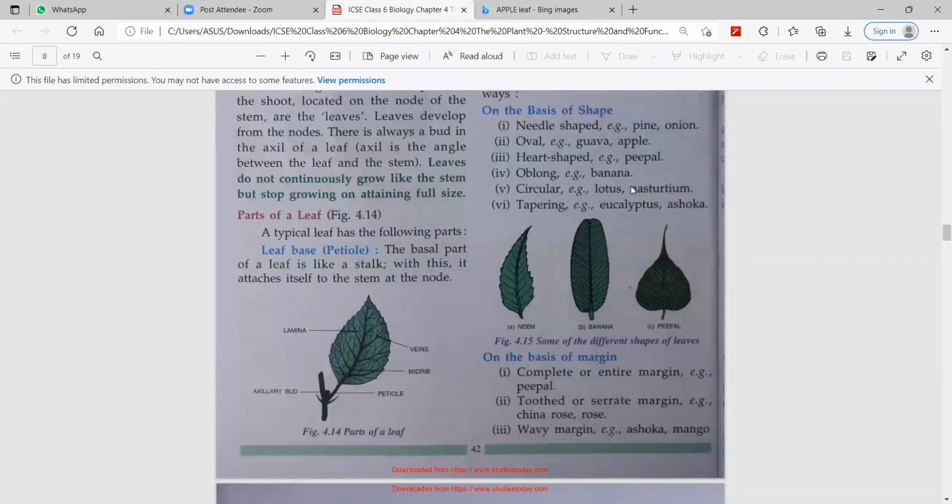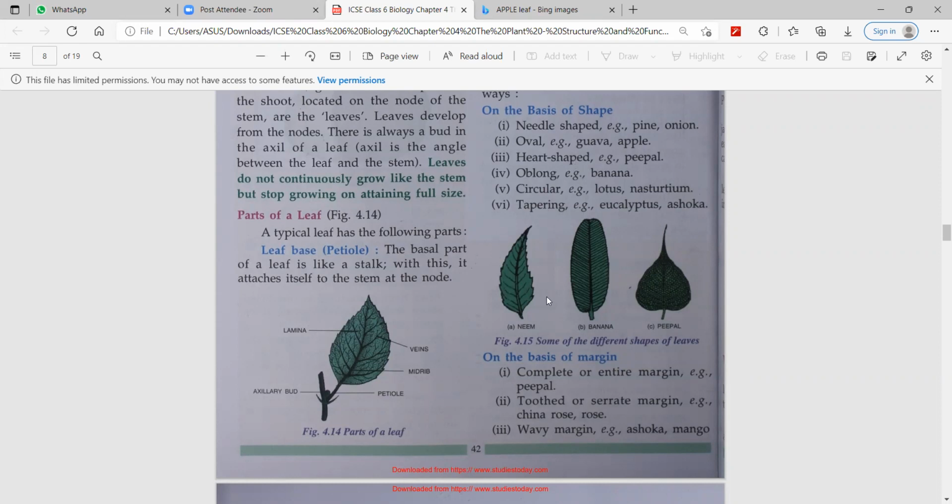Then oblong shape, that is the shape of banana. Heart shape, peepal. This one is a heart shape leaf. Then we have circular leaves like that of lotus, and tapering shape, that is of Ashoka.